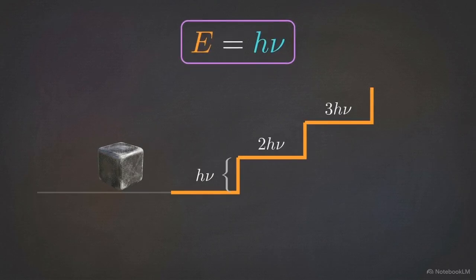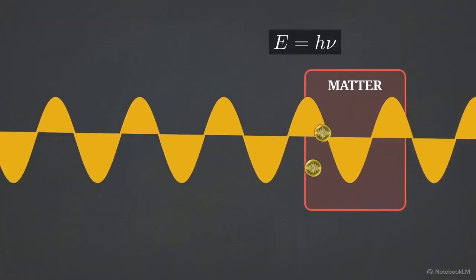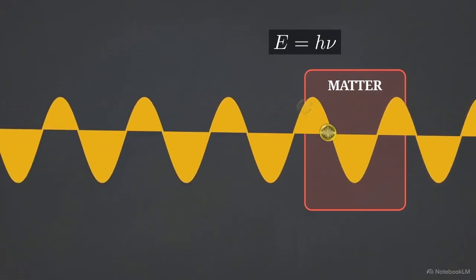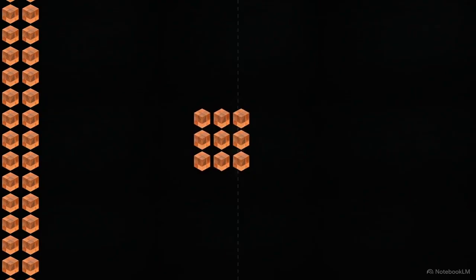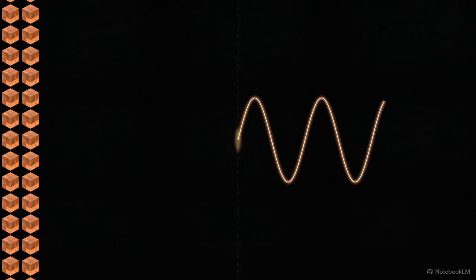equals h nu. That mathematical fix rescued the spectrum, but Planck applied it only to the physical matter of the oven walls. He assumed that once those material resonators emitted their discrete energy, the light smoothed back into a continuous, unbroken wave as it traveled through the vacuum of space.